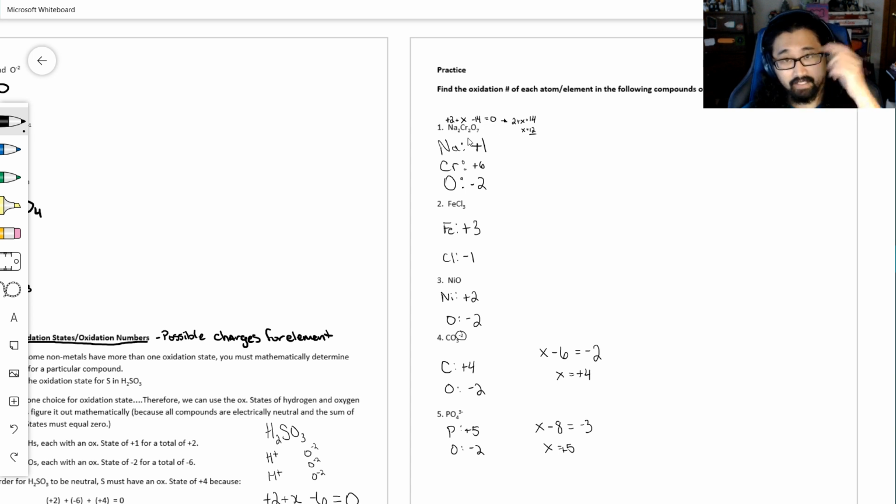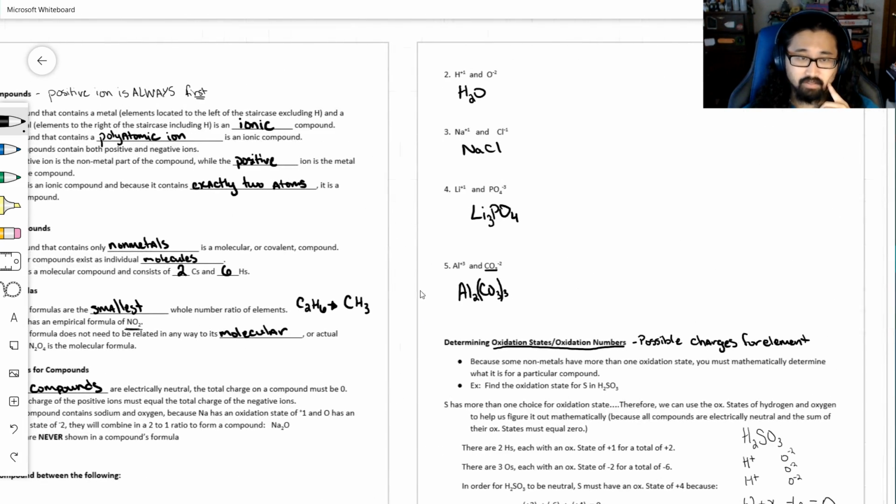Again, I had a separate video. I think I did two videos, basically. One of them was kind of try this on your own, and then one of them was going through these examples. But going through oxidation states, right?